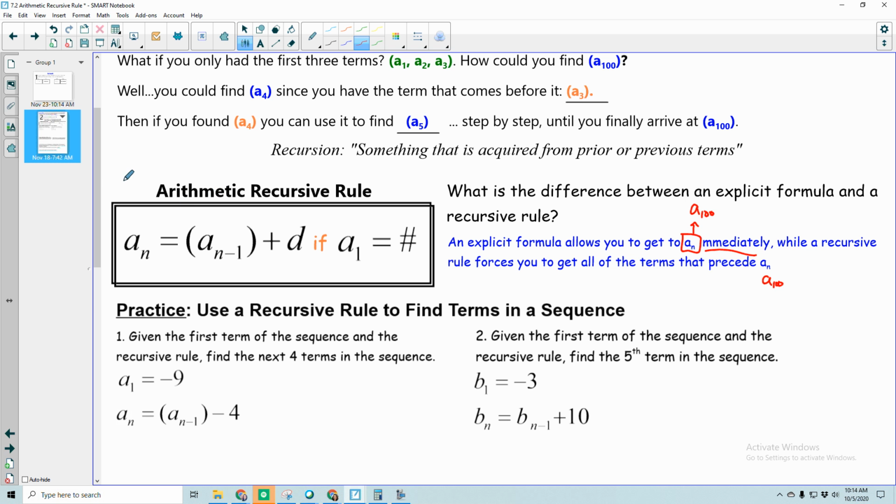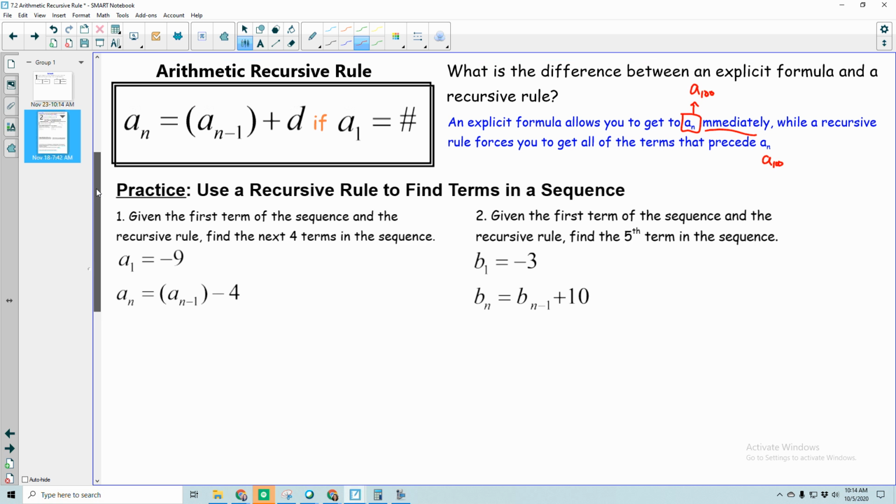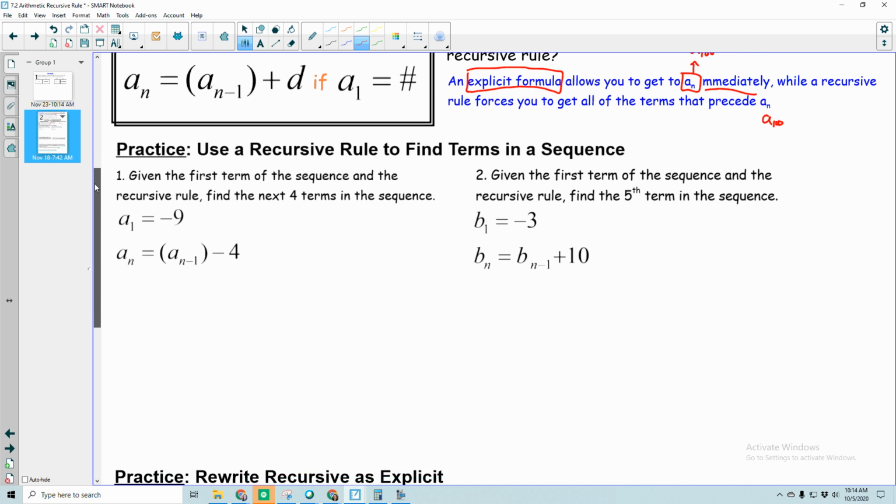Okay, so if you plan on going into a field like that, it makes sense to understand the format that we use for a recursive rule and how it works. But the big goal of this lesson is just to teach you, hey, when you can, use explicit formulas instead, because they're just a lot better. They just get you what you want immediately instead of recursive rules.